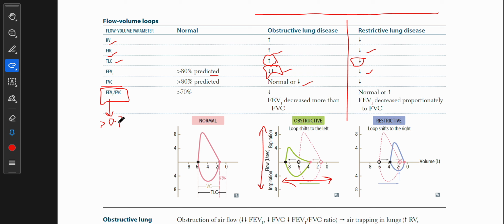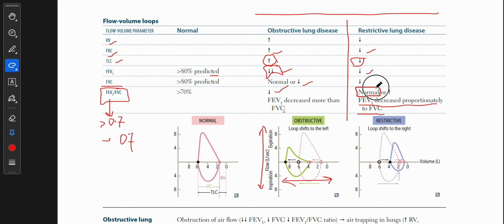then we can say it is normal, since the normal ratio is almost 0.7, that is 70%. In obstructive lung disease, this FEV1 by FVC ratio gets decreased. FEV1 decreases more than FVC, right? So there is a disproportionate decrease of FEV1 relative to FVC, which leads to a decreased FEV1 by FVC ratio. But in restrictive lung disease, the FEV1 decreases proportionately to FVC, so it may present with a normal ratio.